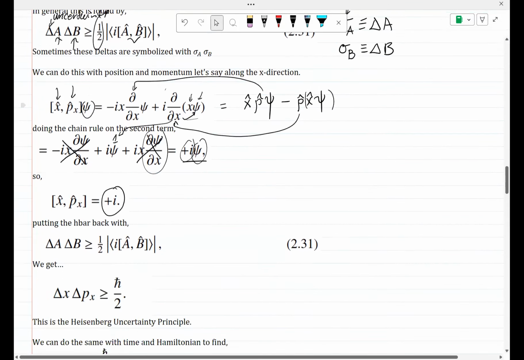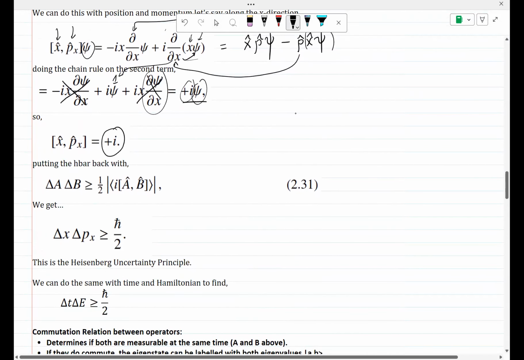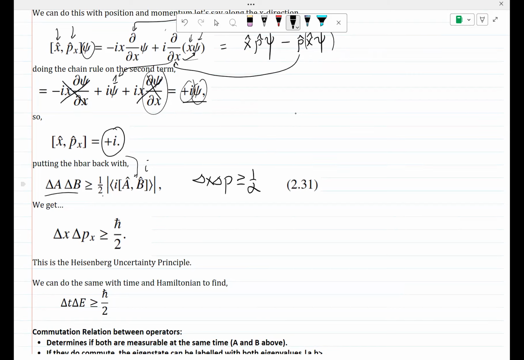Going back to the uncertainty principle up here, the uncertainty on A times the uncertainty on B has to be greater than or equal to 1/2 times the i times the commutation relation. Since the commutation relation is i, i times i is -1. The absolute value of that is 1. So in natural units, the uncertainty principle tells you that the uncertainty of X and the uncertainty of P has to be greater than or equal to 1/2. But if we put the h bar back, you get the Heisenberg uncertainty principle, where it's just h bar over 2.